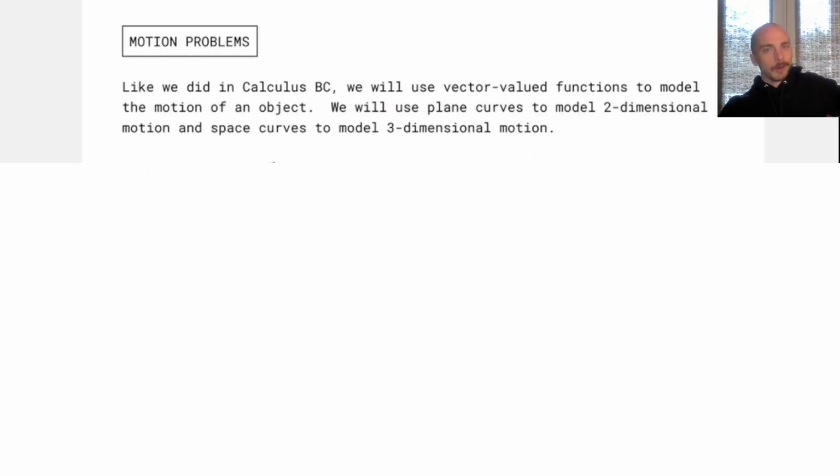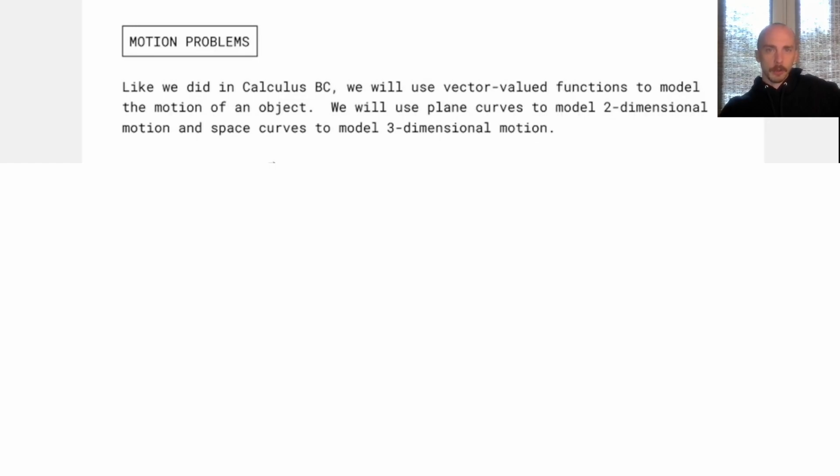All right, so you may have noticed that this is kind of like what we did last year in Calc BC with the parametric equations, and it's exactly the same. It's just that in AP Calculus we're restricted to 2 dimensions, and no areas of surfaces of revolution or a couple other things that we're going to do in this class. But we're going to do motion problems in here.